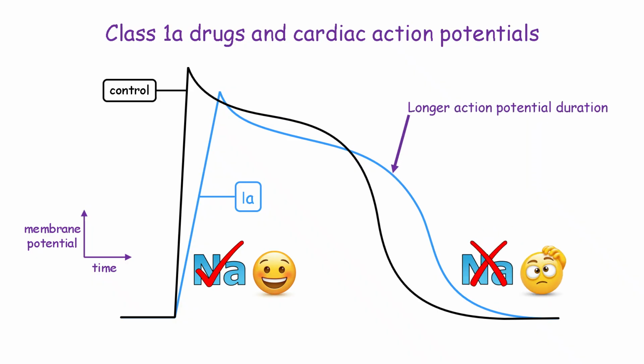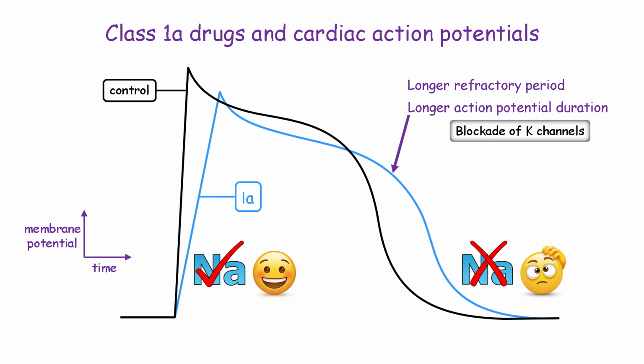channel blockade alone. The reason lies in their lack of selectivity. In addition to blocking sodium channels, class 1A drugs also inhibit potassium channels involved in repolarization, particularly the delayed rectifier currents. This dual action slows repolarization and extends the overall duration of the action potential. The result is a prolonged refractory period, which can help suppress re-entrant arrhythmias by making it more difficult for premature impulses to propagate.